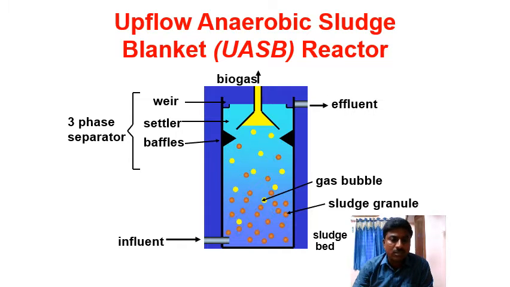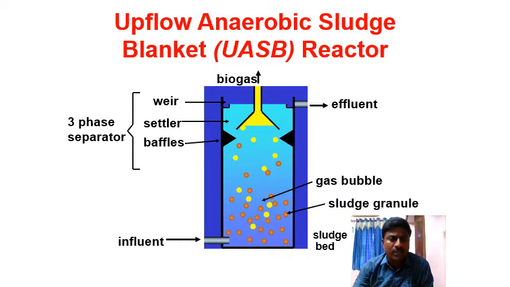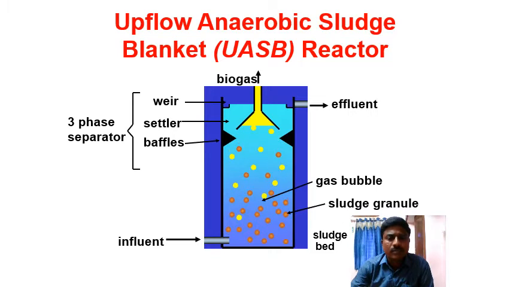In this particular reactor, we introduce our sewage from the bottom of the UASB reactor. At the bottom of this reactor we have a very thick sludge. It is a kind of anaerobic sludge. The biomass, that is the anaerobic bacteria, are attached to the granules of the sludge.